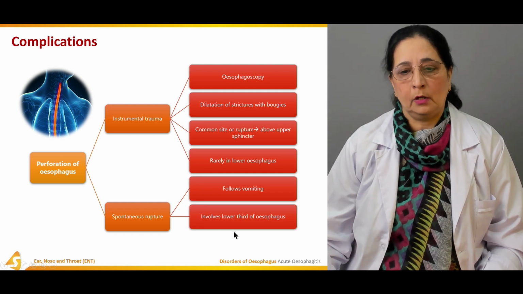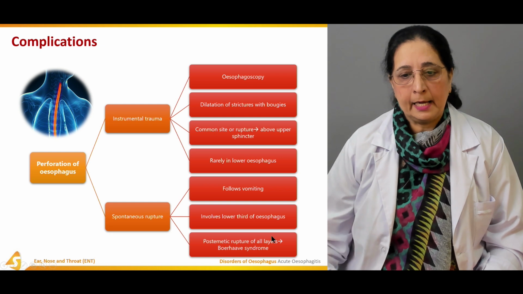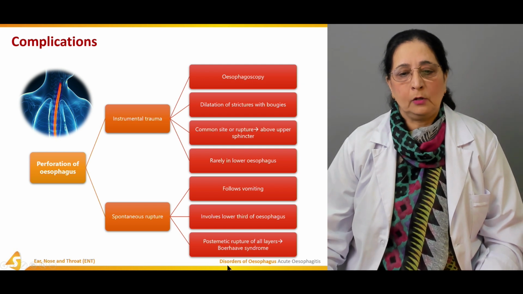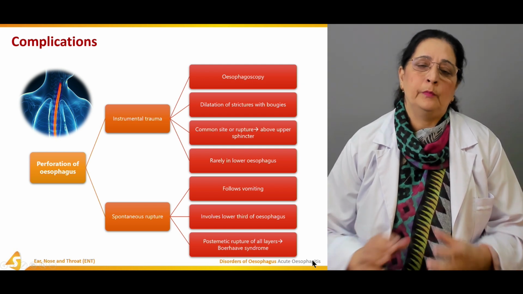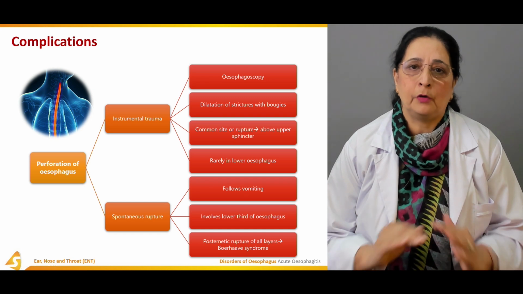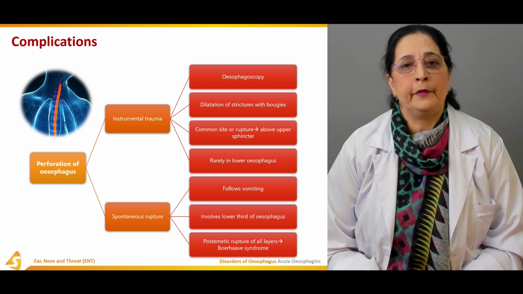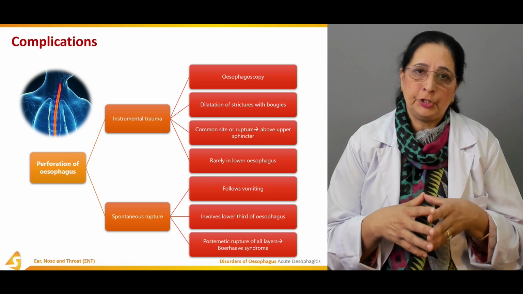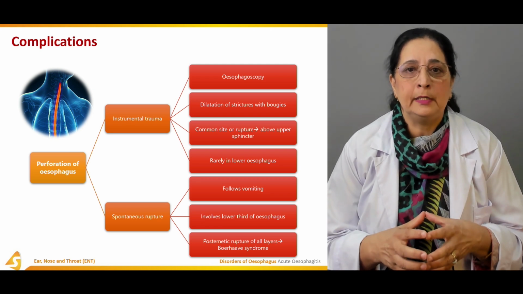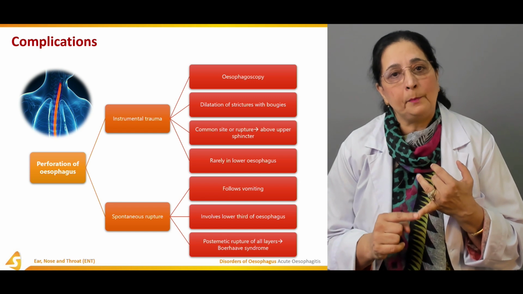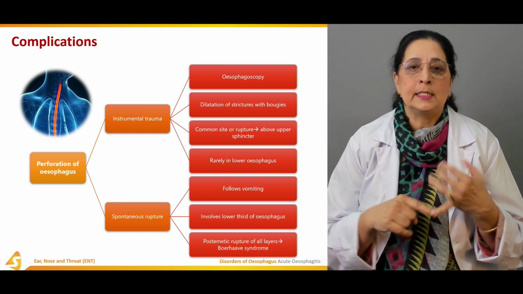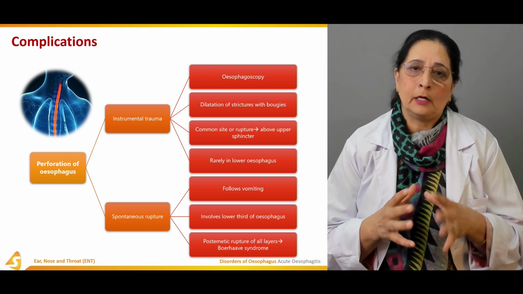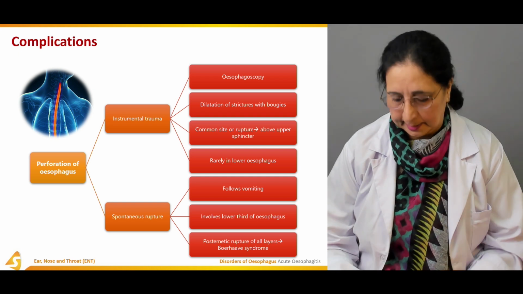Involve lower third of esophagus, and it's a post-emetic rupture of all layers. This can cause Boerhaave syndrome. So Boerhaave syndrome is when there is rupture of all the layers of the esophagus as a result of forceful vomiting. So, very important, rupture of the esophagus, perforation of the esophagus can occur as a complication of acute esophagitis, ultimately can cause acute esophagitis. It can be a cause or complication, both sides.